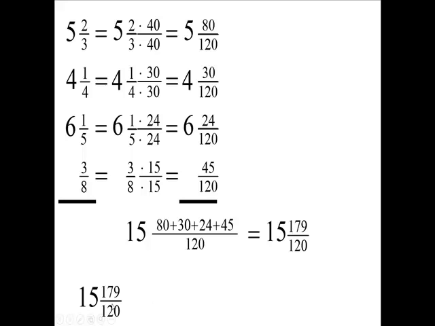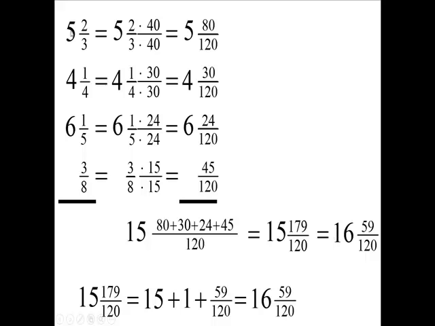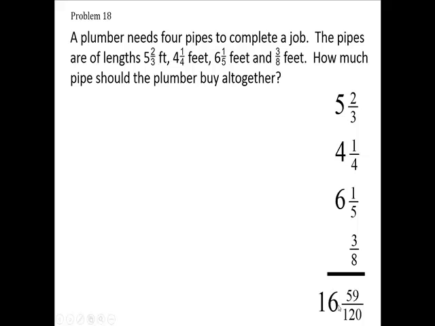Now 179 over 120 is an improper fraction. 120 goes into 179 one time. Then when you subtract those, you get your remainder. What is 179 minus 120? Well, what is 79 minus 20? 59, still over 120, and 15 plus 1 is 16, and 59 over 120. This is the sum of these four fractions. So altogether, I need 16 and 59 over 120. There's my answer, and it's feet, because we were adding feet together.